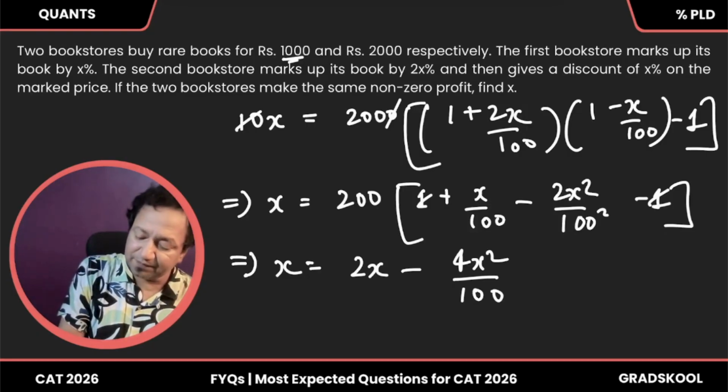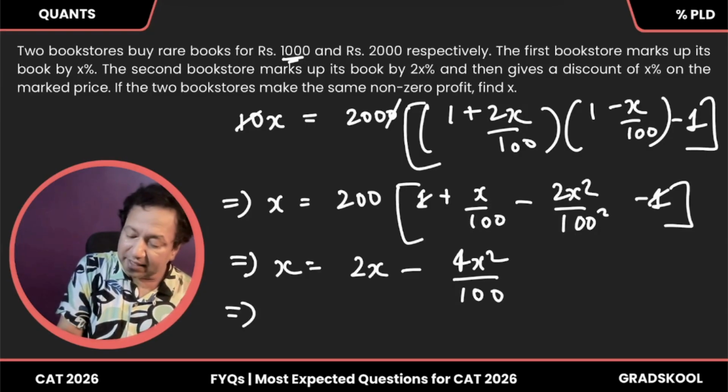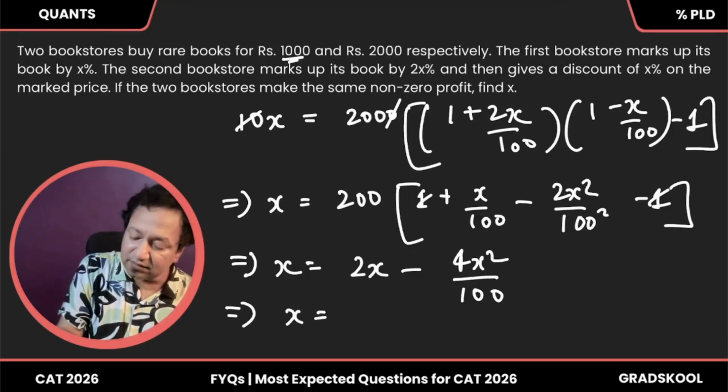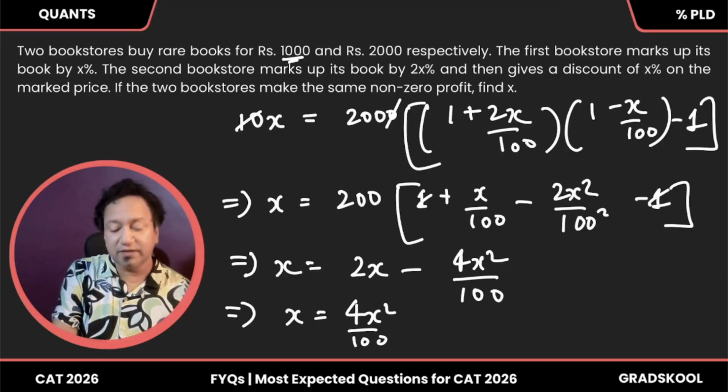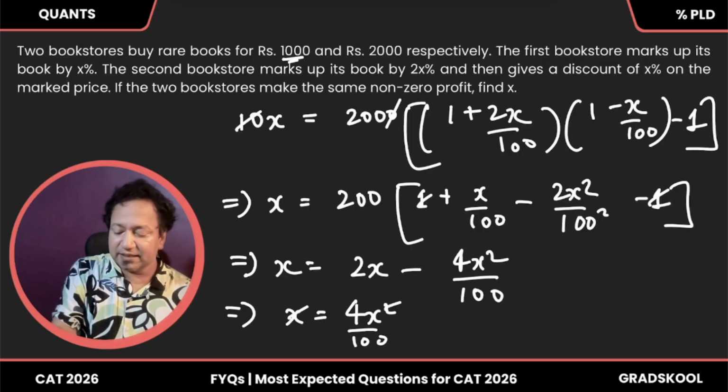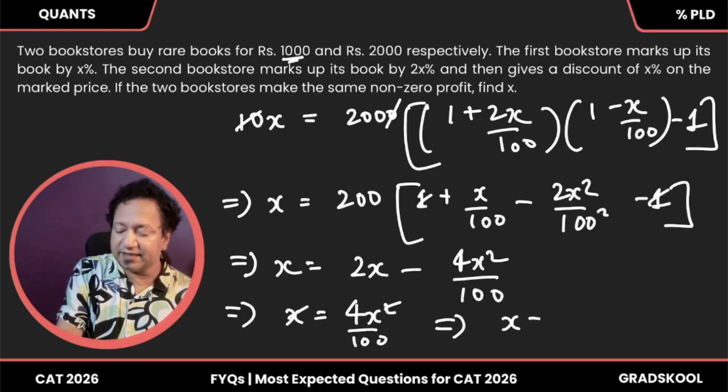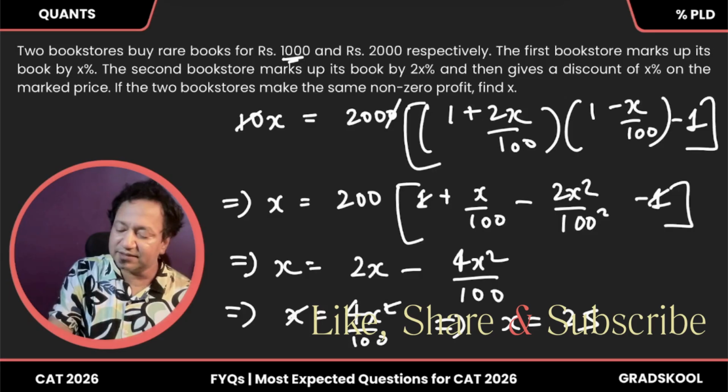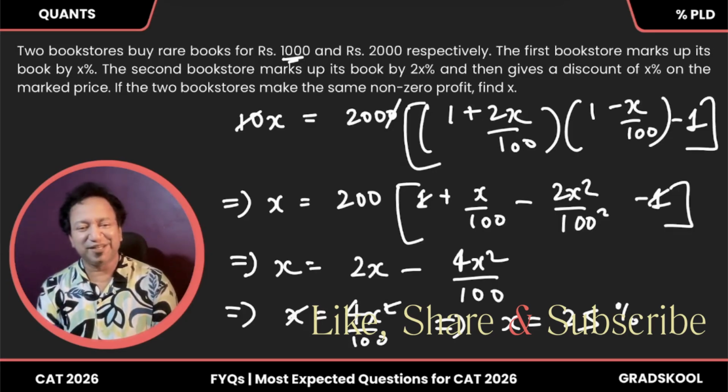So this is what we have, which means that X is equal to 4X square by 100. And because X is non-zero, I can just eliminate one X. So now X becomes 100 by 4, or I can say 25. So the answer is 25%. Hope you enjoyed this solution. Thank you.